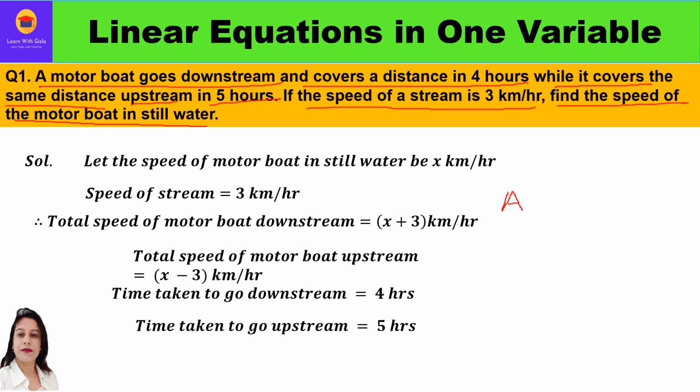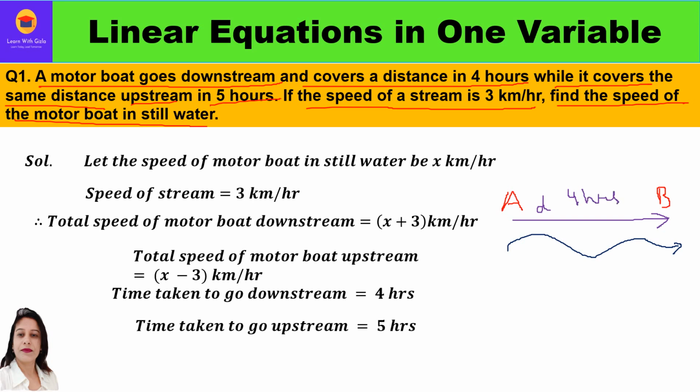Let us say two towns are there, A and B, right? And the river is flowing in this direction, right? Now I have to go from A to B. That means I have to go downstream because I am rowing my boat in the same direction of the stream. So I am taking 4 hours.